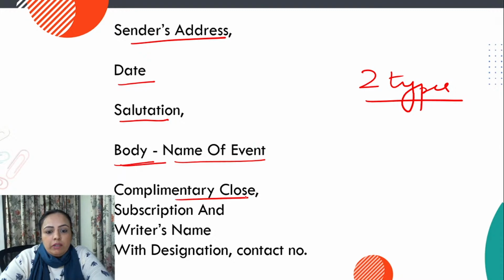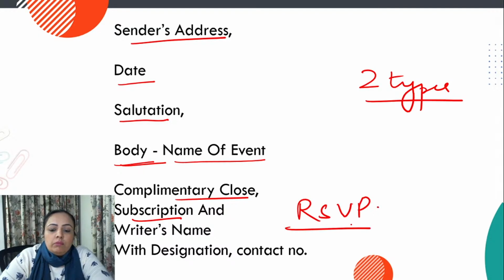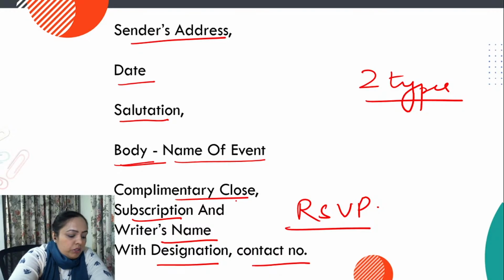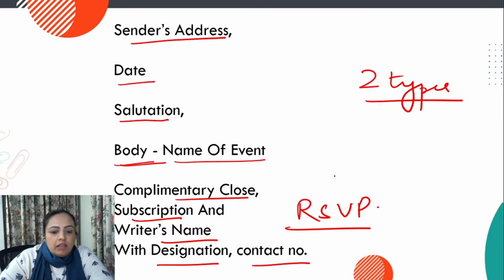Then comes the complimentary clause. Then you will write subscription and your name. Subscription means, as we write, RSVP, that is a French term, respondez s'il vous plaît. That means please reply to tell us about your plan, whether you will come or not. And then you will write the writer's name and designation or contact number. This depends on the question. Whatever information is given in the question, you have to write accordingly. So this is the format of an informal type of invitation.